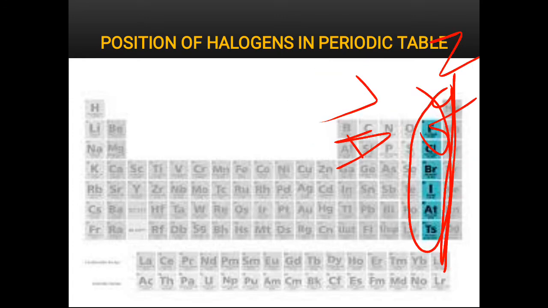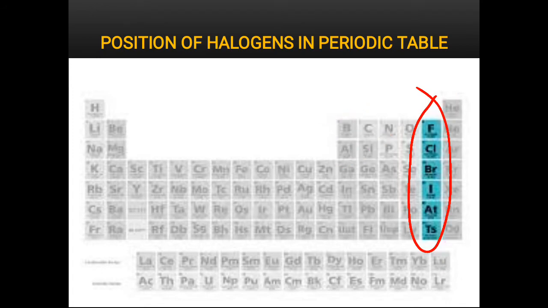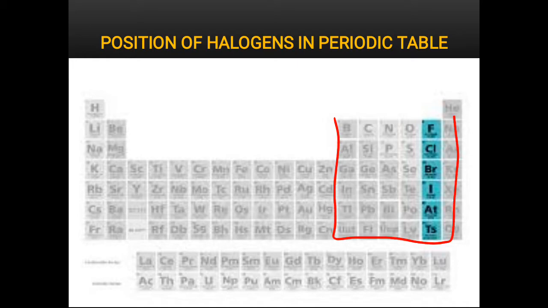And one more thing you can study about their position is that they are classified in the non-metallic block. So you can expect the general chemical behavior of halogen is they are non-metallic elements.